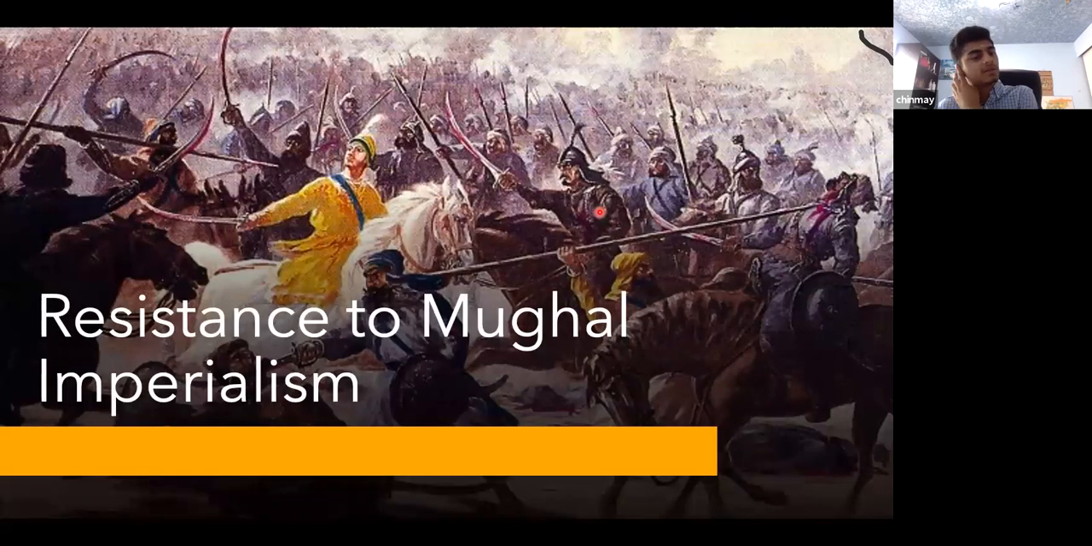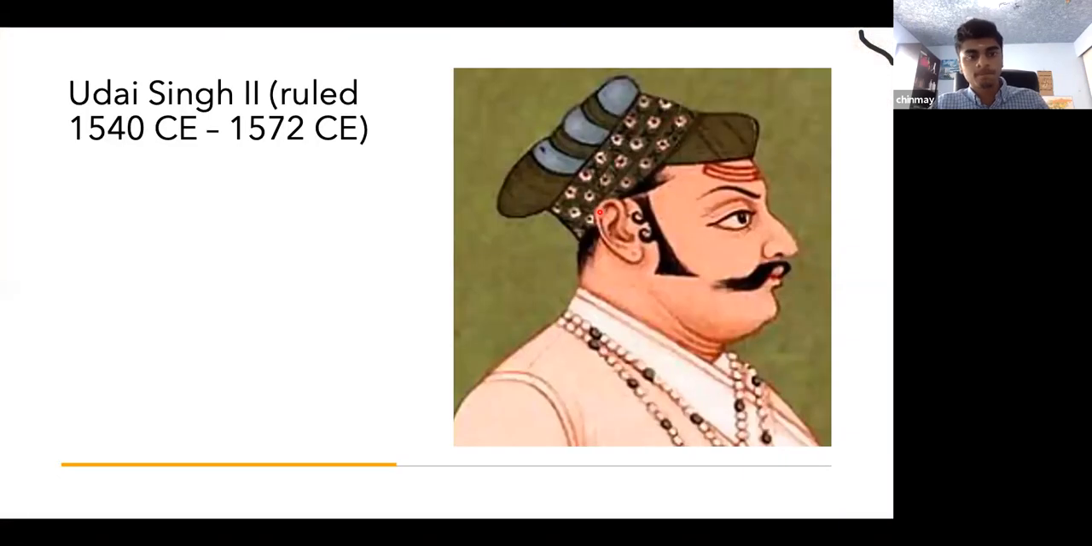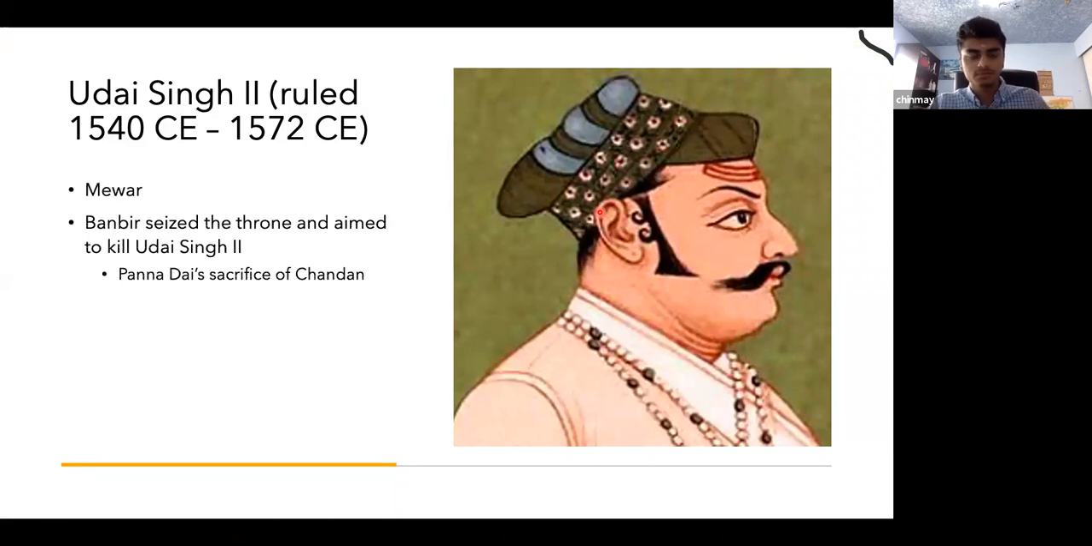So as the Mughals began dominating India, there was a lot of resistance to Mughal imperialism, which we will talk about. So the first character we have to talk about in our history, especially with the Mughal invasions into Rajputana, which is what we're focusing on right now, was Uday Singh II. He ruled over Mewar.